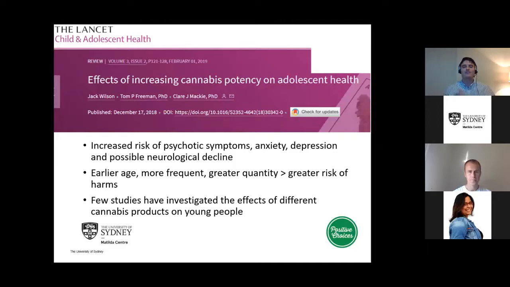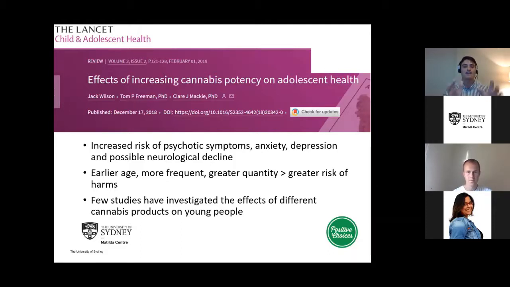Now, after evaluating the evidence around the effects of adolescent cannabis use, we can see that the greatest argument is for an increased risk of psychotic symptoms, followed by anxiety and in some cases depression. There is also some longitudinal evidence to suggest a link between early age cannabis use and possible neurological decline, particularly in IQ and episodic memory.